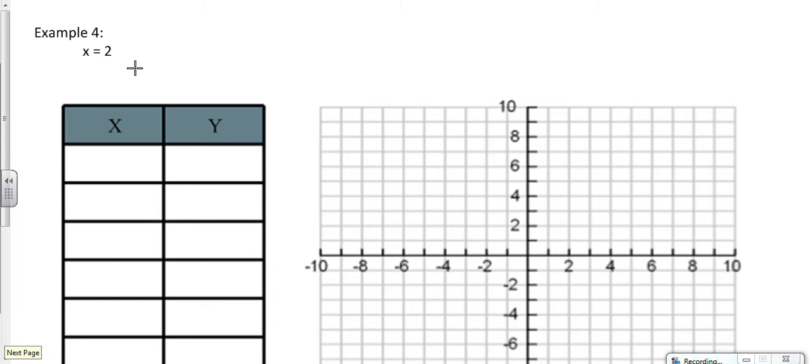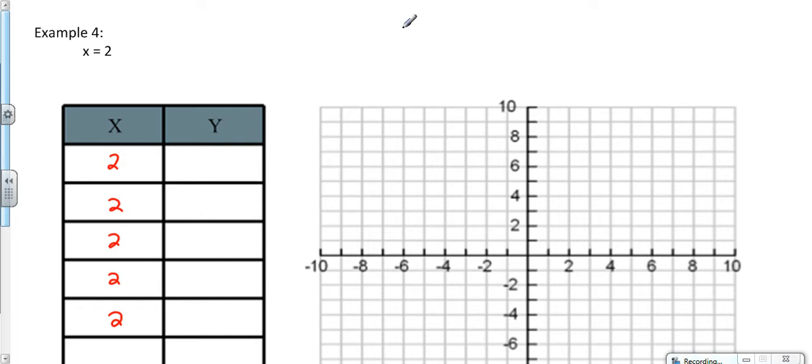Here is a similar situation, but it's just x. So if you follow the same line of thinking, no matter what we have for y, our x will always be 2. Okay, so where our y may change, our x will not.